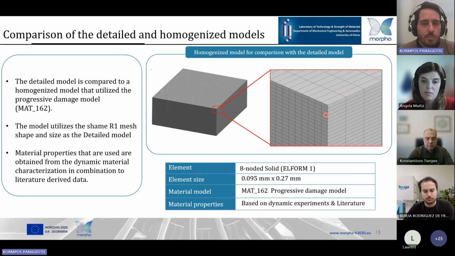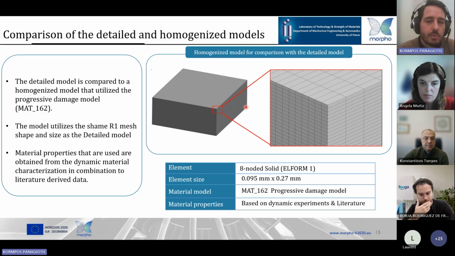Additionally, a homogenized model was used with the same geometric characteristics and meshing as the detailed one, and the material model is MAT 162, which is a progressive damage model. And the properties have been derived from dynamic characterization experiments of the material in combination with some literature data.